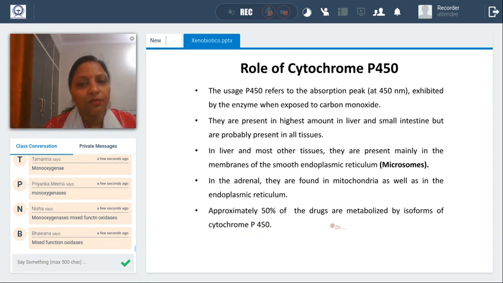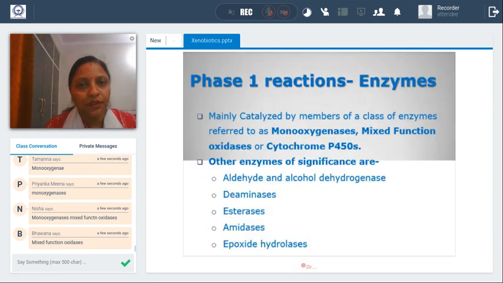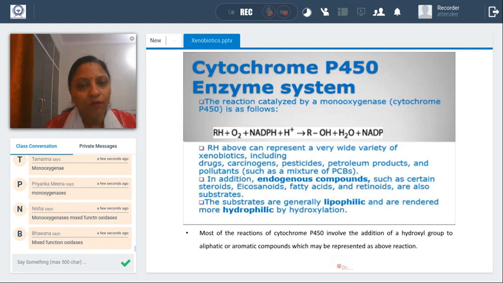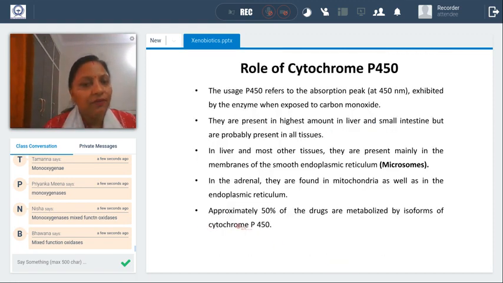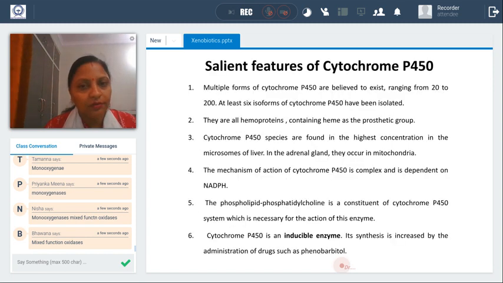Approximately 50% of the drugs are metabolized by the isoforms of cytochrome P450, or we can say mixed function oxidases. So please remember these names: monooxygenases, mixed function oxidases, and cytochrome P450. So it is important for the metabolism of drugs, or we can say metabolism of xenobiotics. Is it clear? Please write in the box.